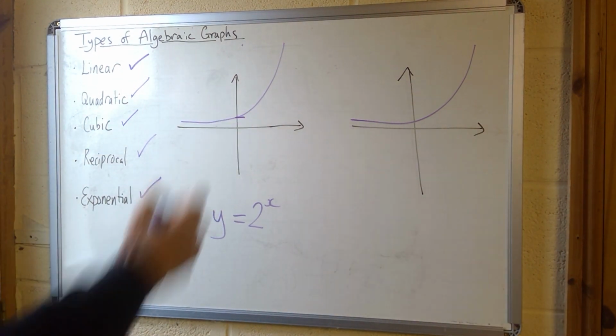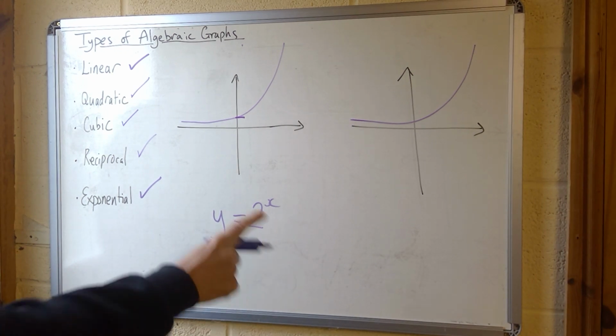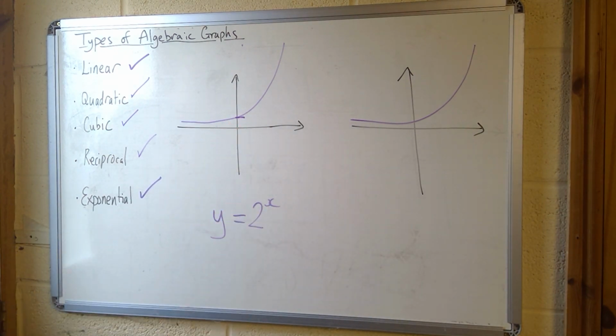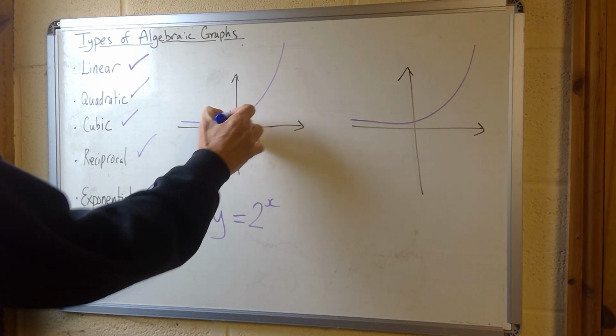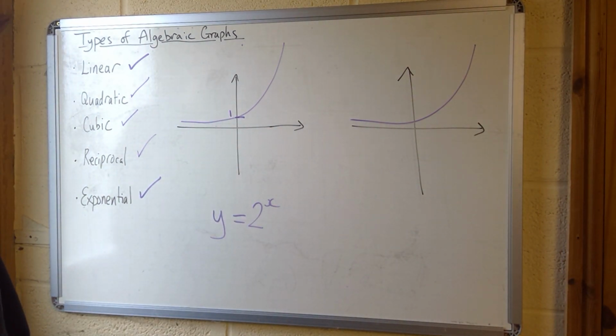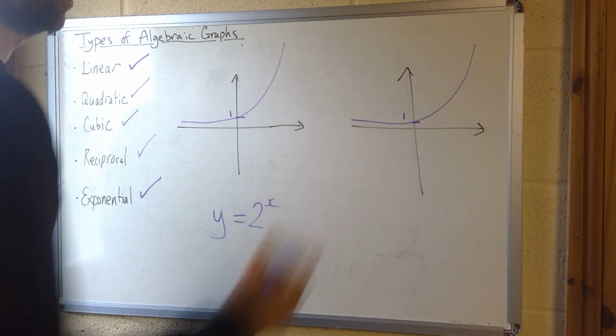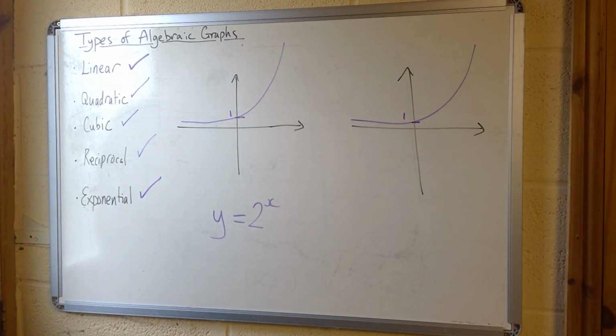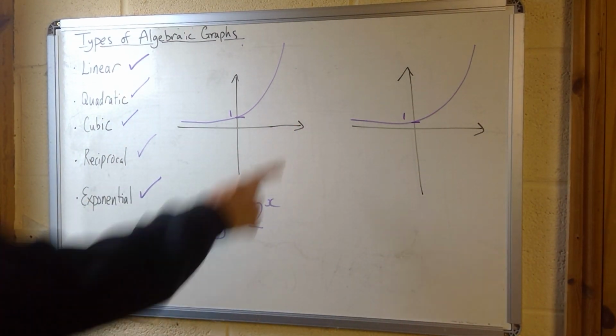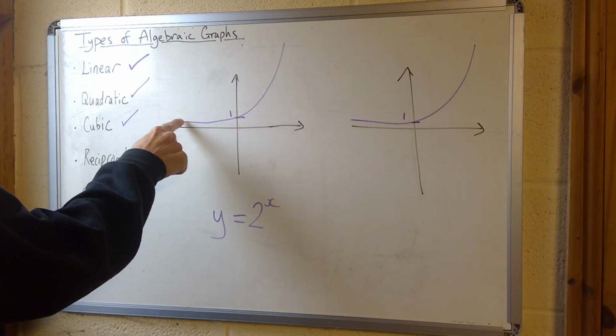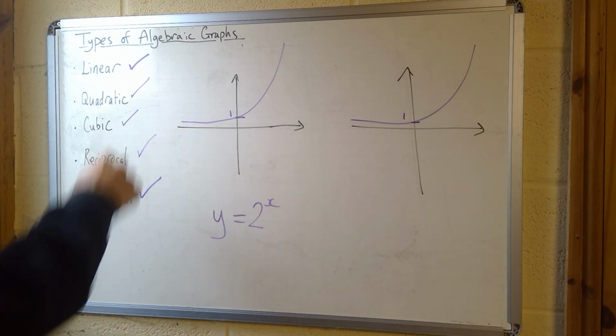This is a key point on an exponential graph because this is when x equals 0, and as we know, anything raised to the power of 0 is 1. So unless there's something else going on, this point here will always be 1. There is an asymptote in this graph too. So the x-axis here is an asymptote as x becomes negative.